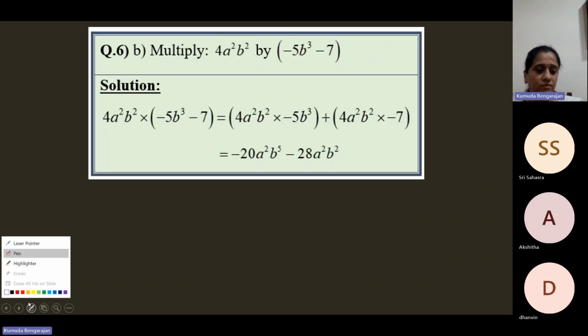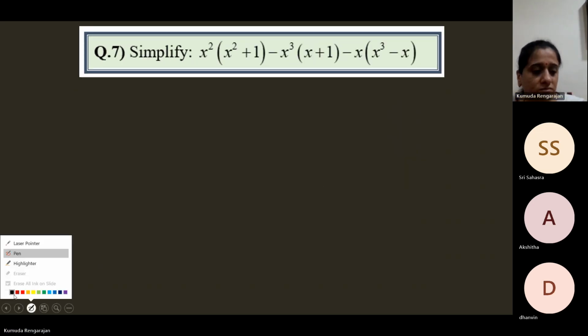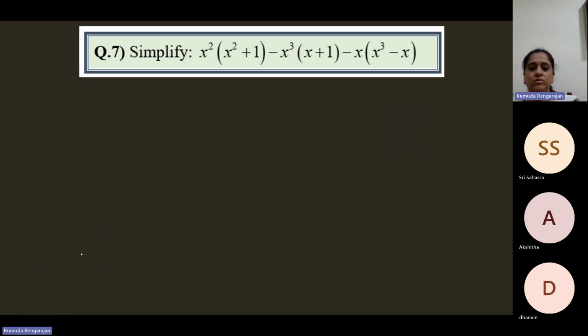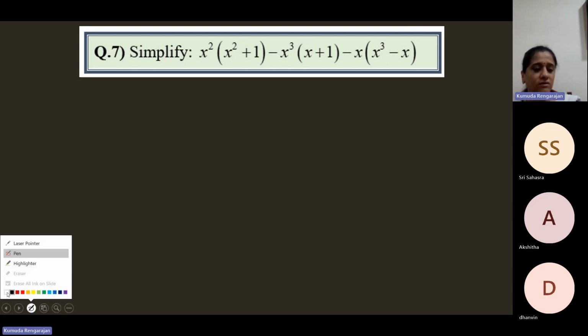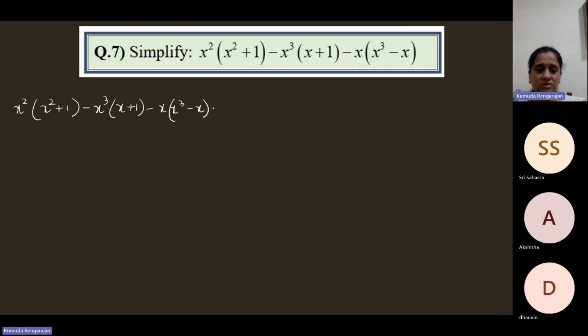So you copy from there, huh? When I write from here. Now here what you see is a monomial, one term multiplied by two terms, again one term multiplied by two terms, one term multiplied by two terms. Okay? So now see here. This is the question. X square into x square plus 1 minus x cubed into x plus 1 minus x into x cubed minus x is equal to.